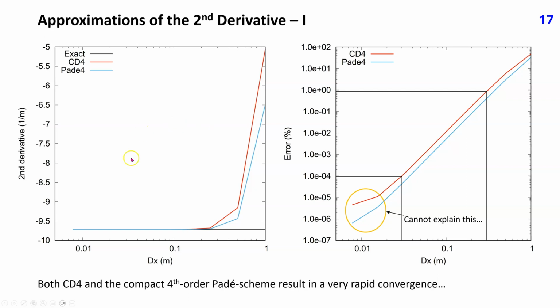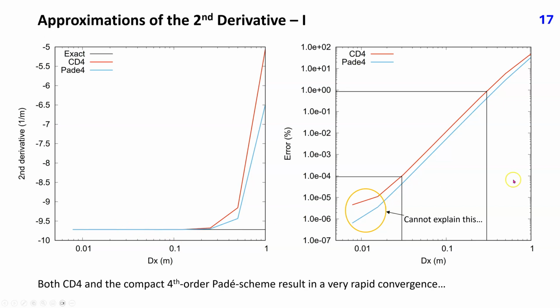The figure on the left shows the exact value of the second derivative at x equals 0, and the variation of numerical approximations as the spacing between grid nodes Δx is reduced. Both approximations converge monotonically and rapidly toward the exact value. After the third refinement, the curves for both schemes cannot be distinguished from the line representing the exact value.